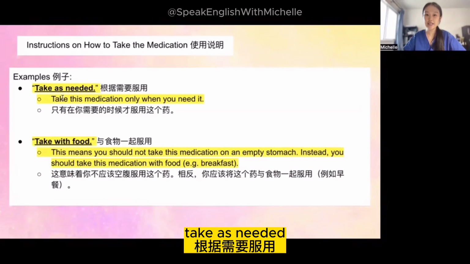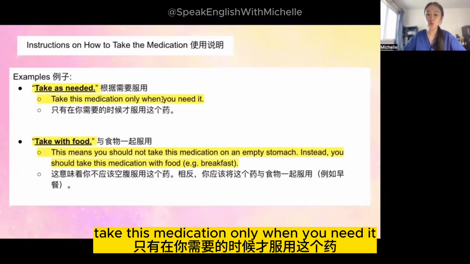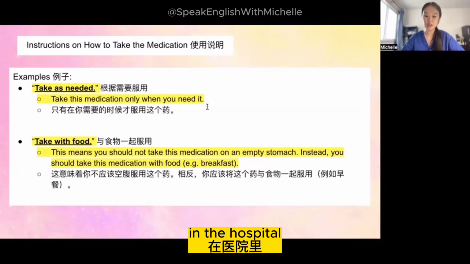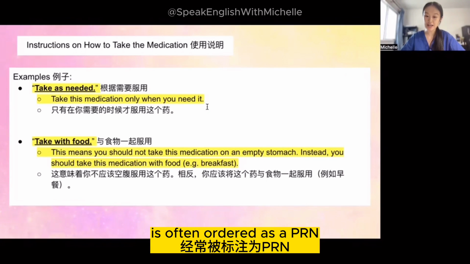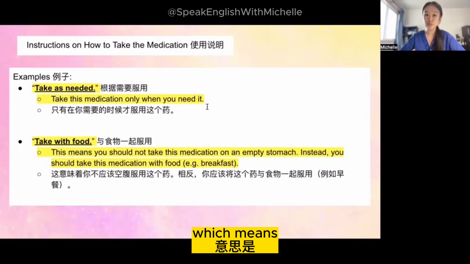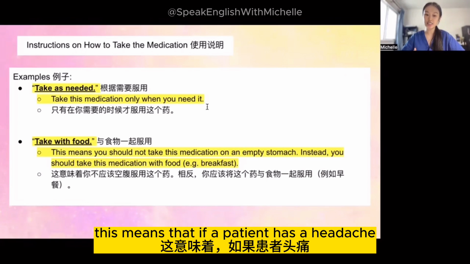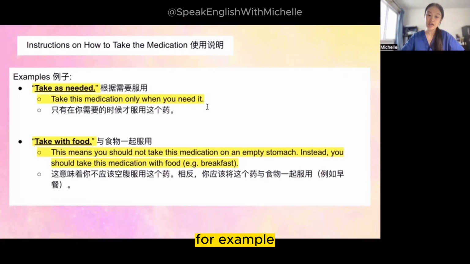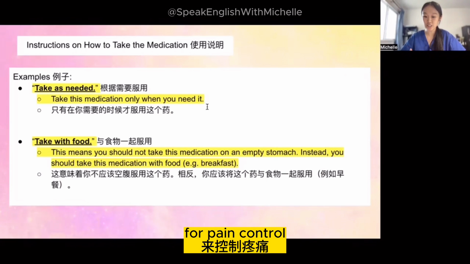Take as needed. So this means take this medication only when you need it. For example, in the hospital, acetaminophen or Tylenol is often ordered as a PRN, which means take as needed medication. This means that if a patient has a headache, for example, they can take acetaminophen as needed for pain control.